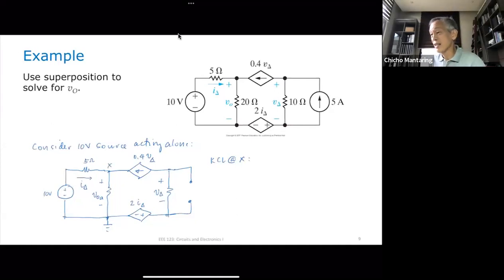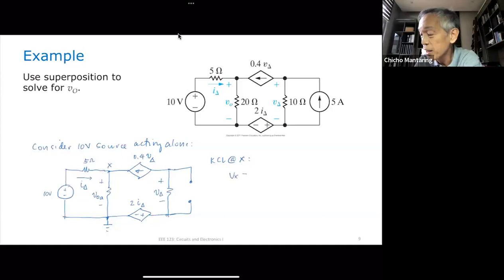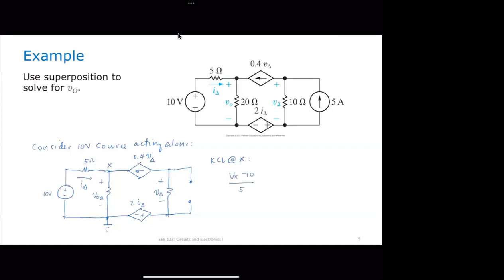KCL at X. Okay, so can somebody help me out? What is the current flowing at the 5 ohms from right to left? Anong value nun? V's of X minus 10 volts over 5, sir. Okay, so V's of X minus 10 over 5. Okay, what about, sige, tuloy mo lang, no?